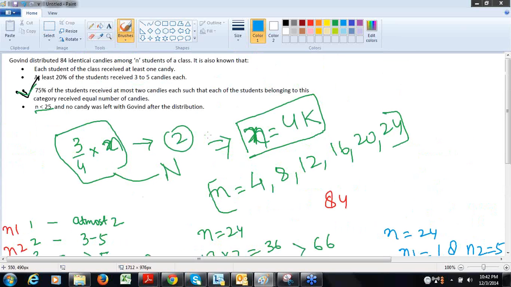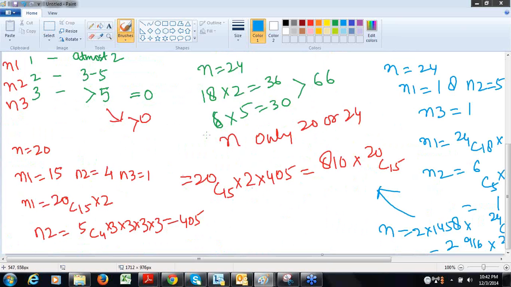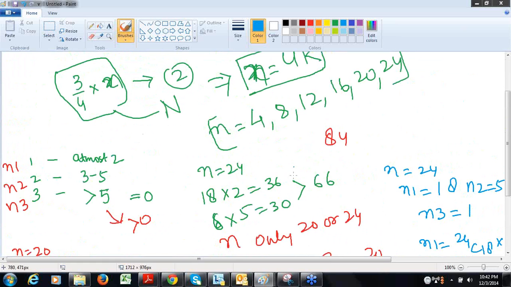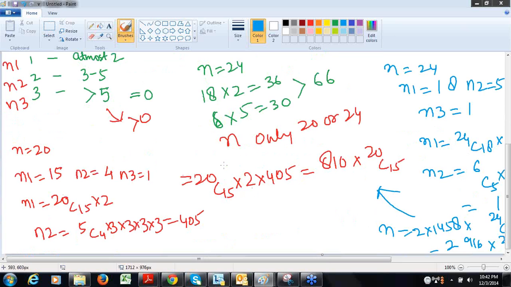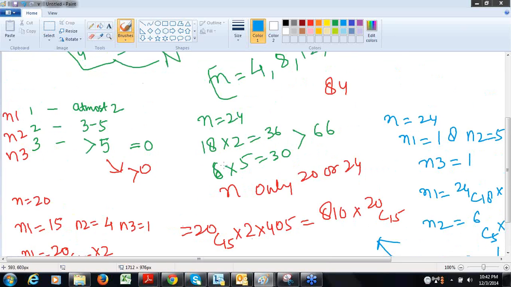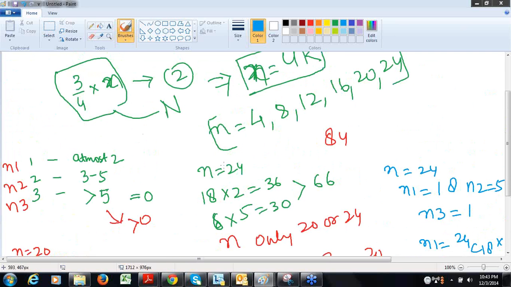But in the question it is written 84 identical candies. So the candies are more than what comes out to be the maximum. That means at least one of them should be greater than 5. If that is the case, if you put all other numbers, only 20 and 24 will satisfy that equation.